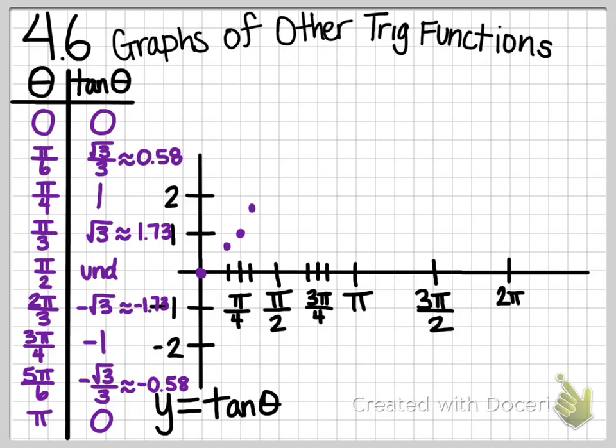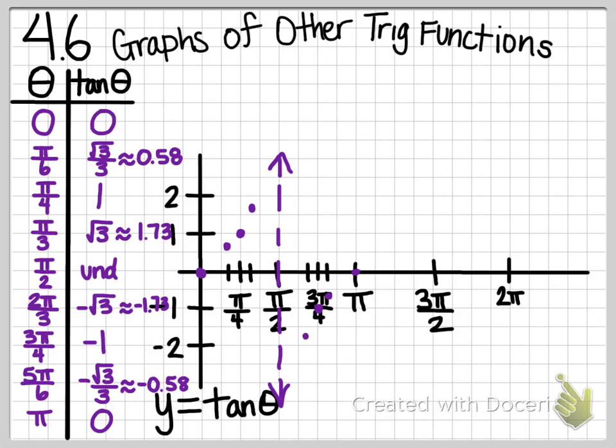Pi over 2 is undefined, and when we have undefined on a graph, that's going to be an asymptote. So we're going to draw a dotted line. So what's going to happen is this part of the graph is going to get closer and closer to the line, the asymptote, but it's never going to touch it. Okay, now on the other side of the asymptote, we have at 2 pi over 3, negative 1.73. At 3 pi over 4, we're at negative 1. 5 pi over 6 is negative 0.58. And then at pi, we're at 0.